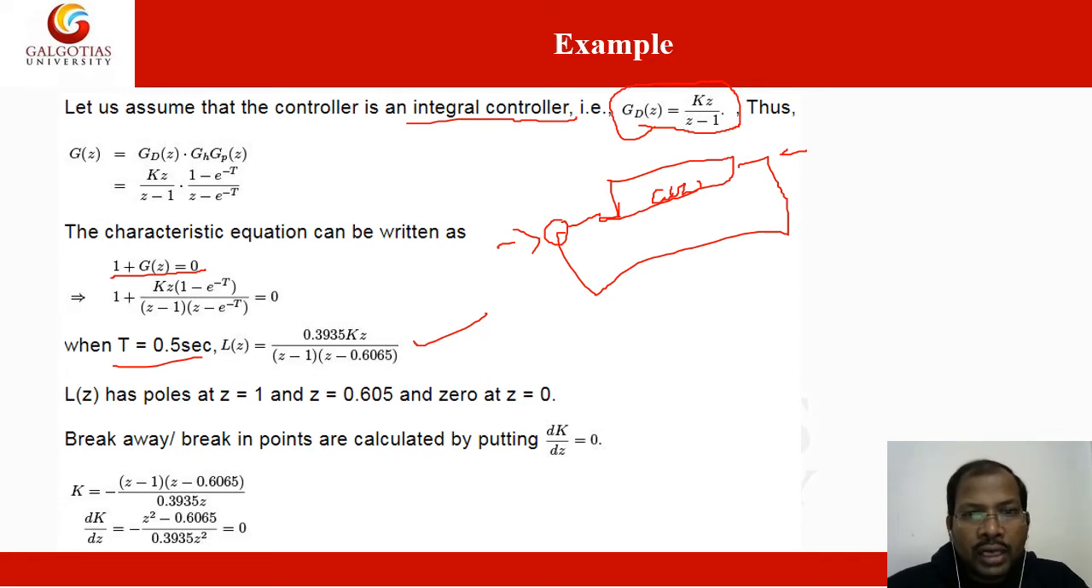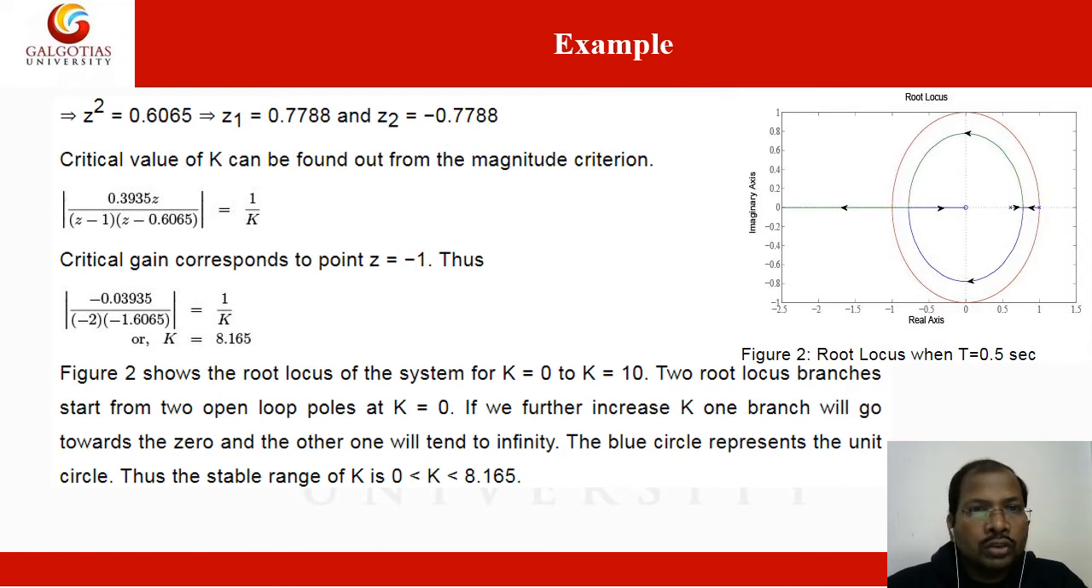Here you know that this gives the pole locations. The poles are at Z equal to 1 and Z equal to 0.65, and the zero is at Z equal to 0. We can find the breakaway and break-in points. Here you can see the number of asymptotes: with 2 poles and 1 zero, there is 1 asymptote. To calculate the breakaway point, we equate dK by dZ to 0. When differentiating and equating to 0, we get Z squared and so on, so Z1 is equal to this value and Z2 is equal to this value.